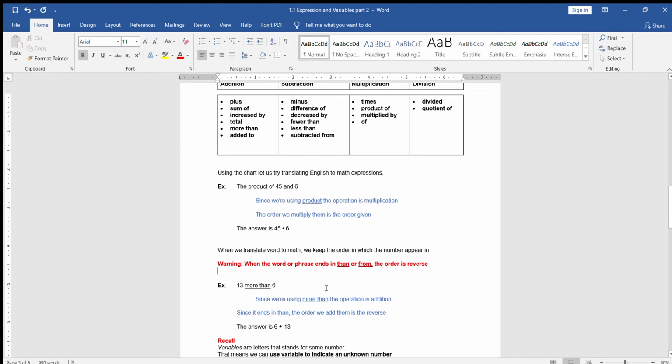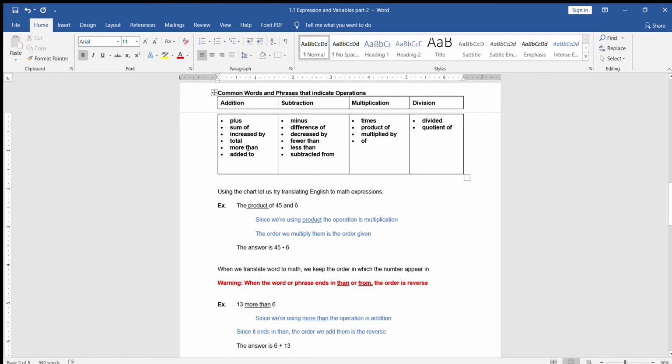So let's have an example. 13 more than 6. "More than" is a keyword that indicates addition. So that's going to be addition. But since "more than" ends with "than," the order is reversed. So you're not going to write it as 13 plus 6, but instead as 6 plus 13.